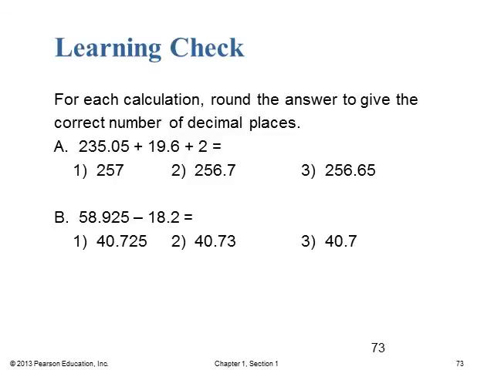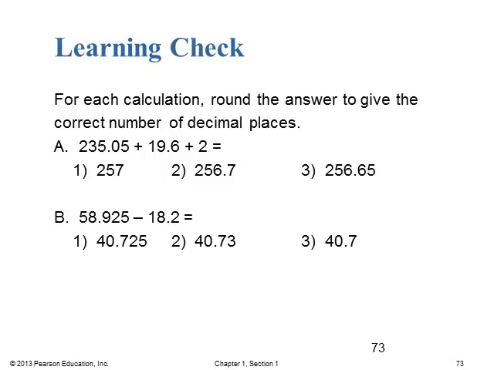All right, and so we have 235.05 plus 19.6 plus 2. And so here, if we plug that into our calculator, we get 256.65. But if we draw the line after the 2 in the measured value of 2, then we would see that we're not allowed to report any decimals. So our final answer would be just 257.